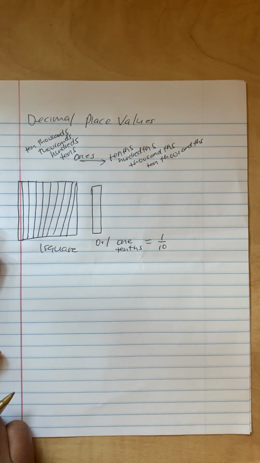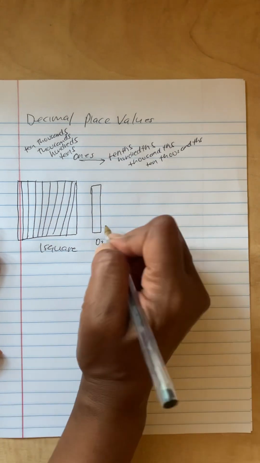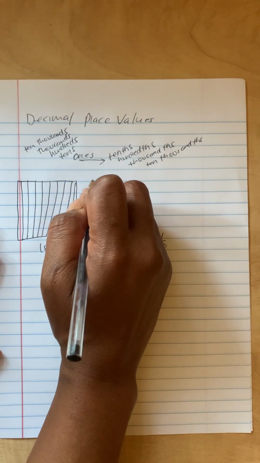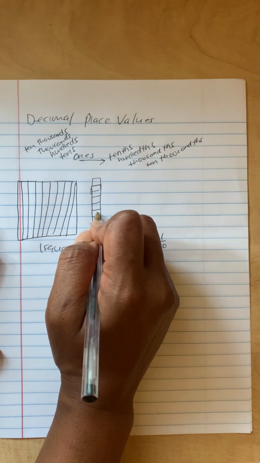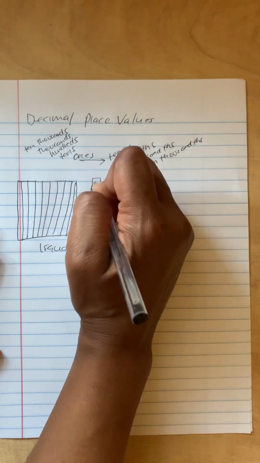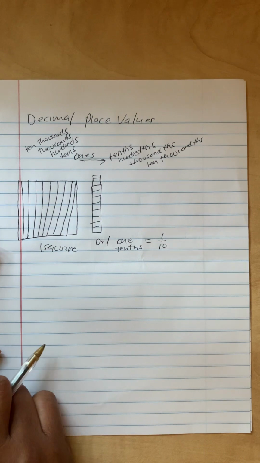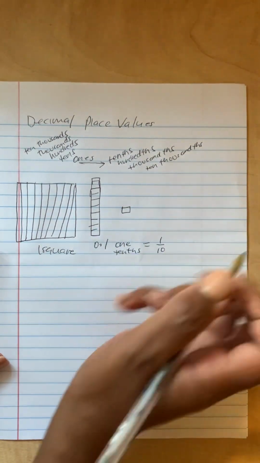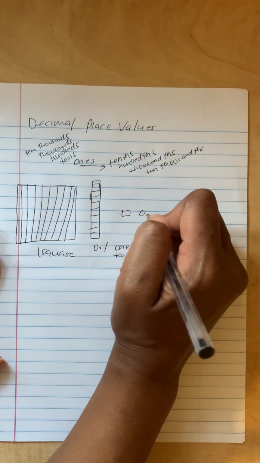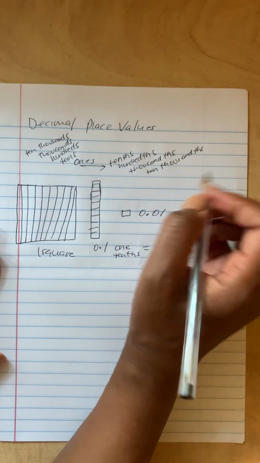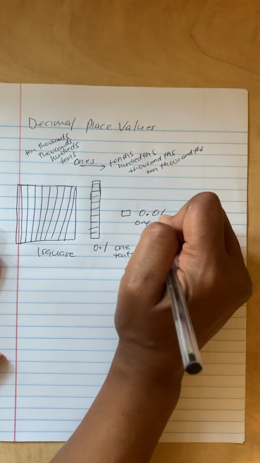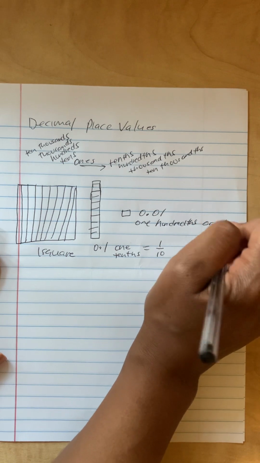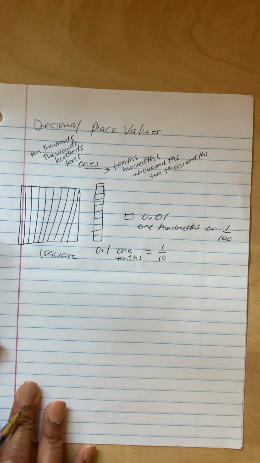You see that? Now let's say we took one, 2, 3, 4, 5, 6, 7, 8, 9, 10. We took one small square out of the strip. That square would be the equivalent of 0.01, or you may see it as 1/100. You see that?